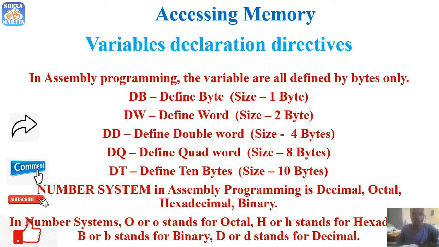H for hexadecimal, it's not case sensitive. B stands for binary. D for decimal. So these are not case sensitive. So these are the directives, and these are the number systems that we have and that we are going to use in this lecture and in programming microprocessors.